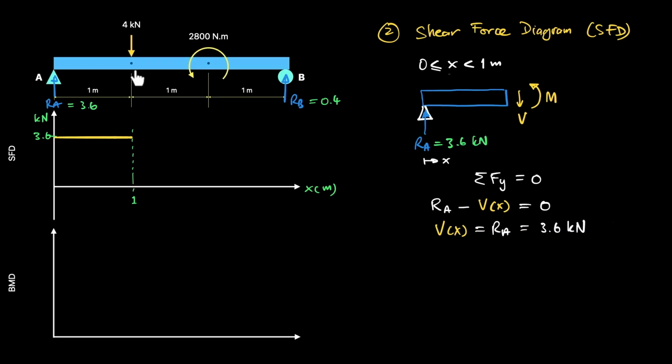The next segment is from 1 meter onwards, where we can see the moment here. We can slice the beam up to just before this moment, but because the concentrated moment has no effect on shear, we can pass through and slice it just before point B. So let's extend this diagram. First, this is from 1 to just before 3 meters.